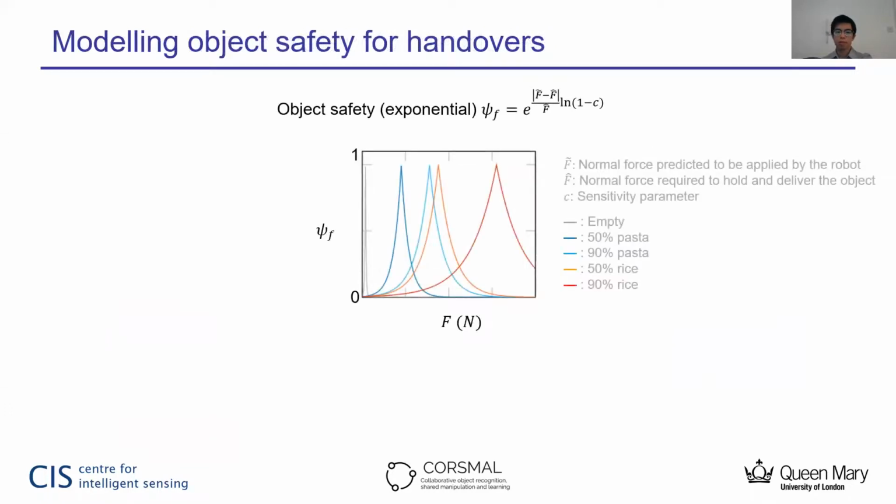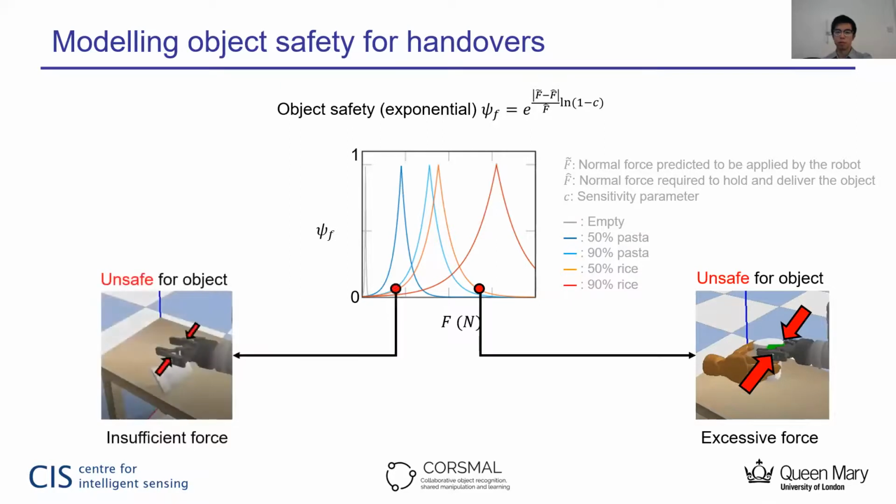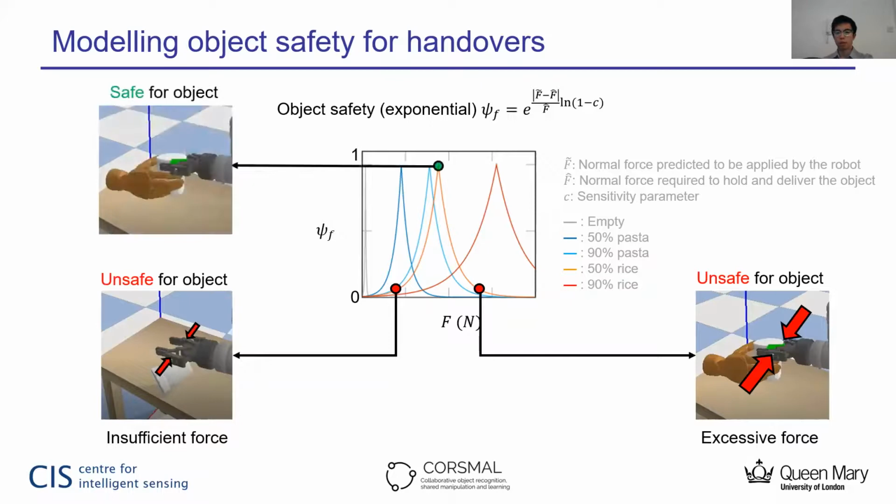To measure the safety of the object, we use a mirrored exponential function, which indicates when the force predicted to be applied onto the object deviates from the force required to hold and deliver the object. Excessive force indicates that the object may deform or break, and filling may spill, while insufficient forces indicate that the object may slip and fall. Otherwise, a high object safety indicates that the robot is holding the object safely.